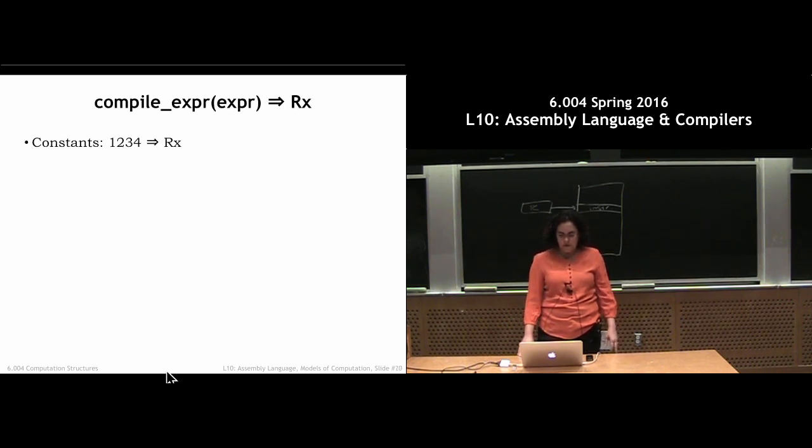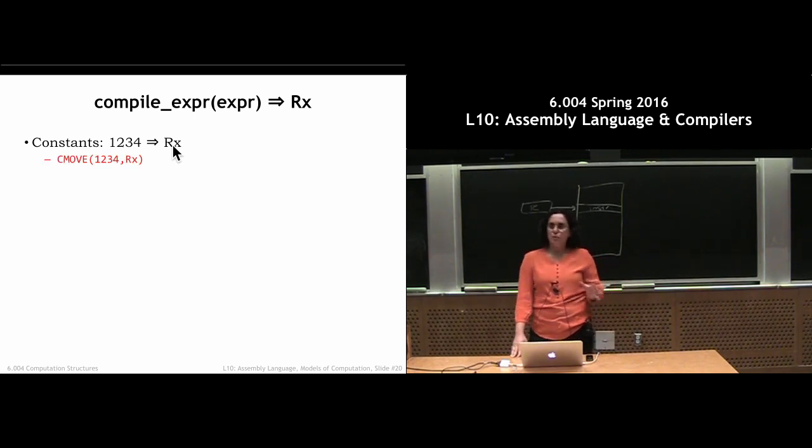So let's take a look at what compile expression and compile statement are actually going to look like in detail. So suppose that I have this constant, 1234, and I want to load it into register Rx. Well, what might that look like in assembly in our beta? There's two possibilities. I can either have a situation where I'm using this macro CMOVE to move this constant 1234 into Rx. This simply translates into an ADDC R31, 1234, Rx instruction. And here I'm able to use this because this constant is not so big, and so I can put that constant in my actual instruction.